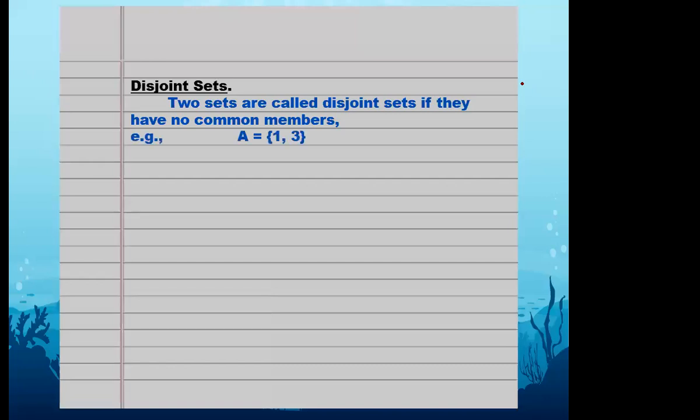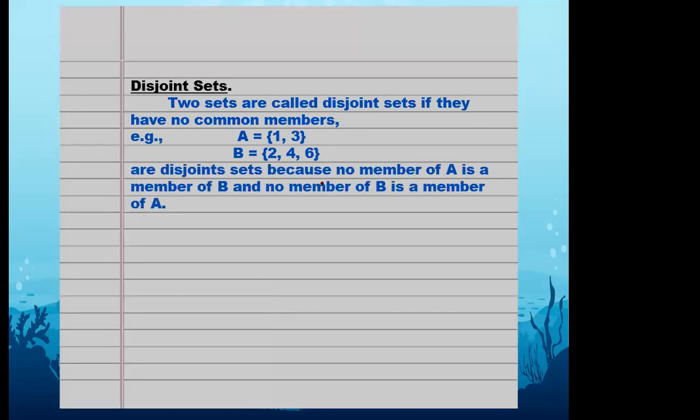For example, A is equal to 1, 3 and B is equal to 2, 4, 6 are disjoint sets because no member of A is a member of B and no member of B is a member of A. So you will say that these are disjoint sets. I hope you are done.